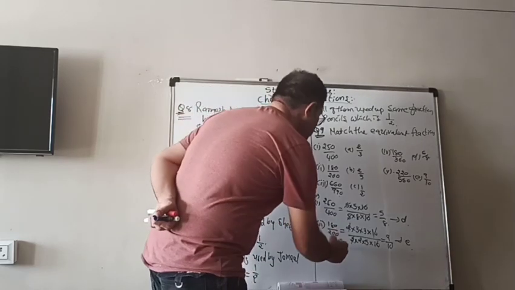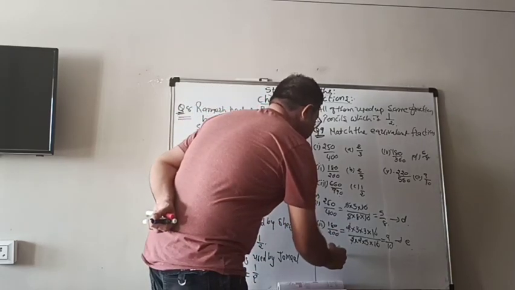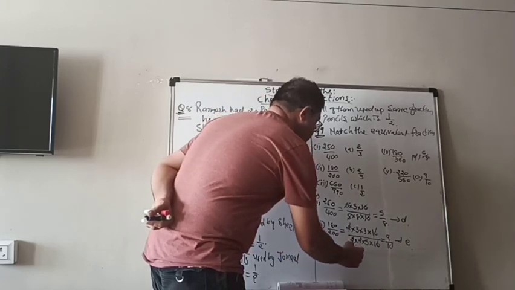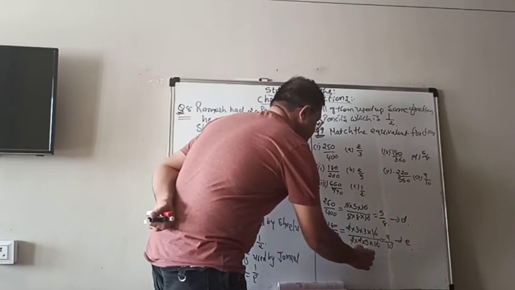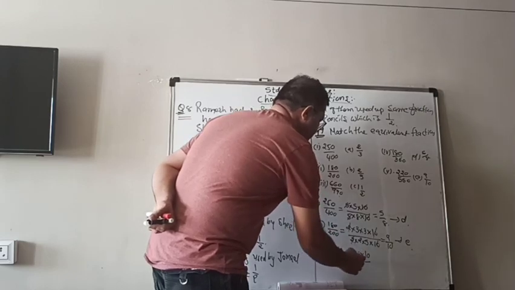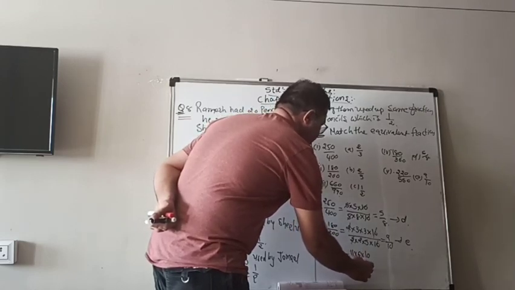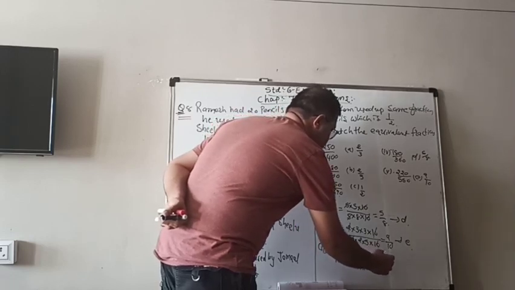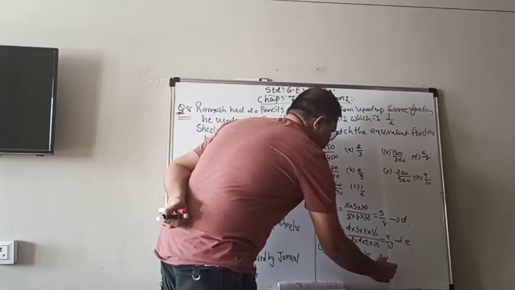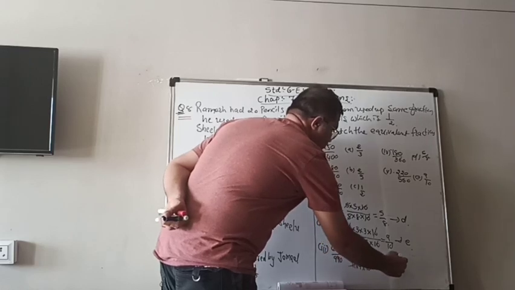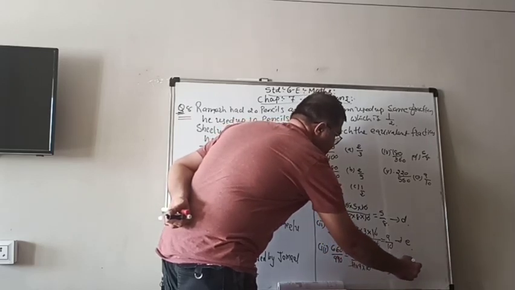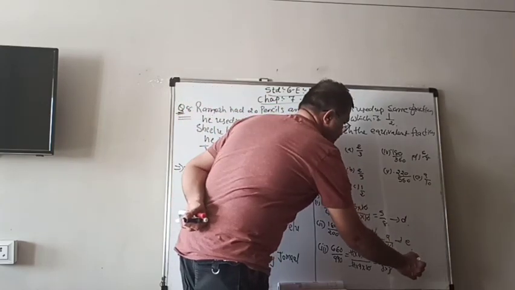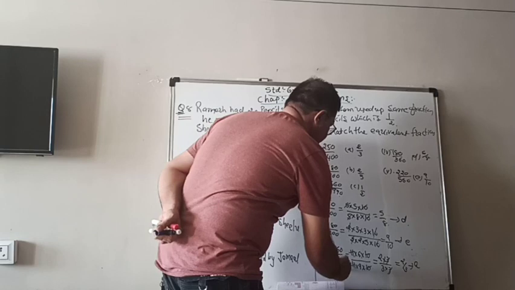Third, 660 upon 990. 66 is 11 6s are 66. Multiply by 10 and 11 9s are 99. 11 11 10 10 gone. But 6 is 2 3s are 6. Again 3 3s are 9. So 2 upon 3. So answer is A.